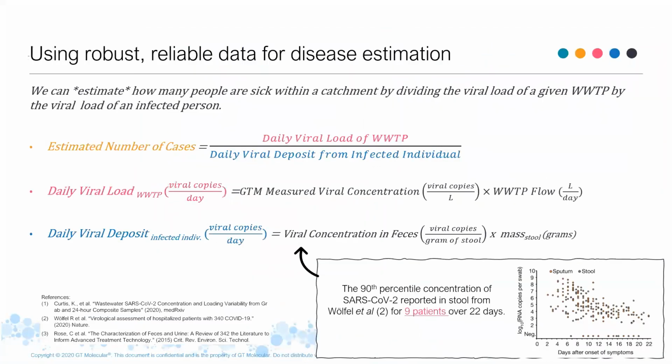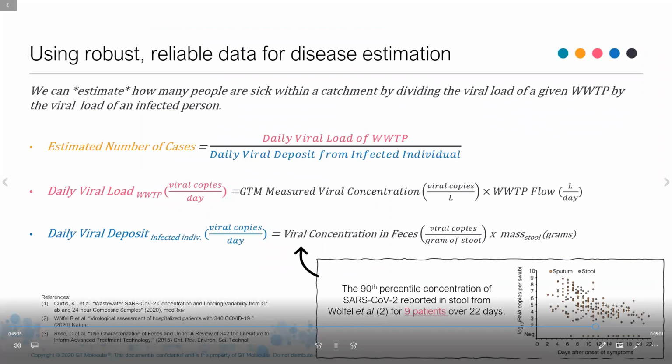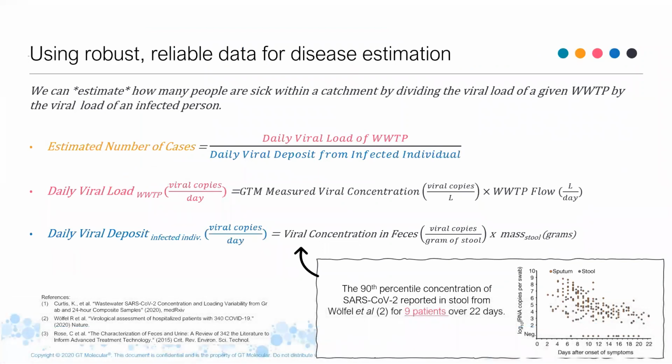Viral concentrations measured using these types of approaches can be used to estimate the number of COVID-19 cases within a catchment. This is done by dividing the viral load of a given wastewater treatment plant by the viral concentration of an infected individual on a given day. The daily viral load of the wastewater treatment plant is calculated by multiplying the viral concentration measured by the types of techniques we're discussing today by the facility's flow in liters per day. The viral load of an infected person is calculated by multiplying the viral concentration in feces, which is reported in viral copies per gram of stool, by the average mass of a stool in grams.